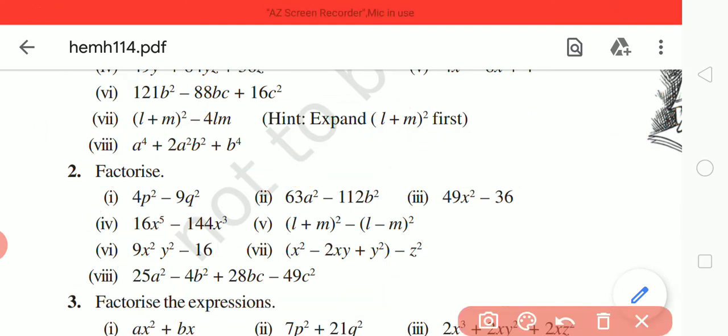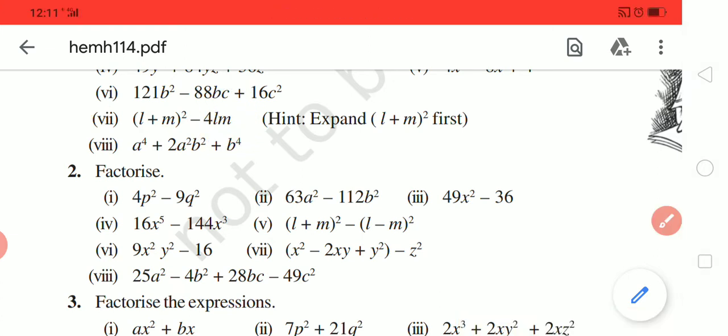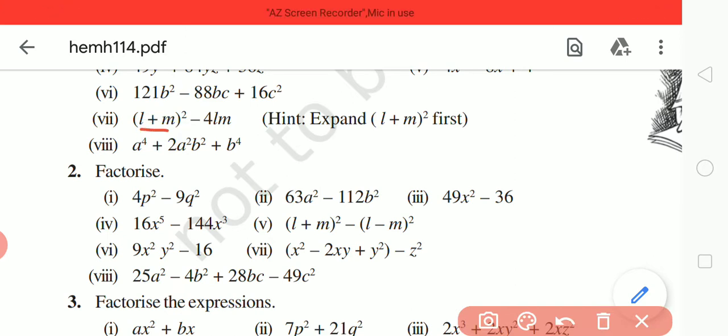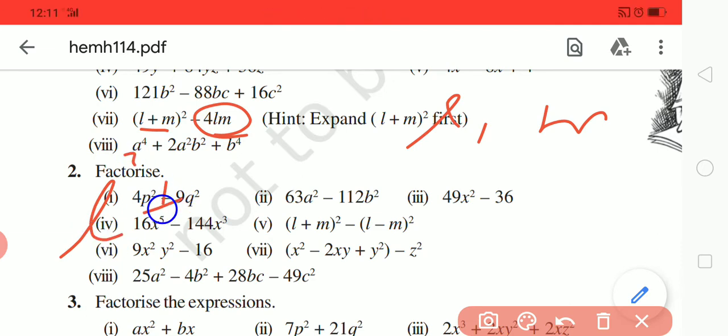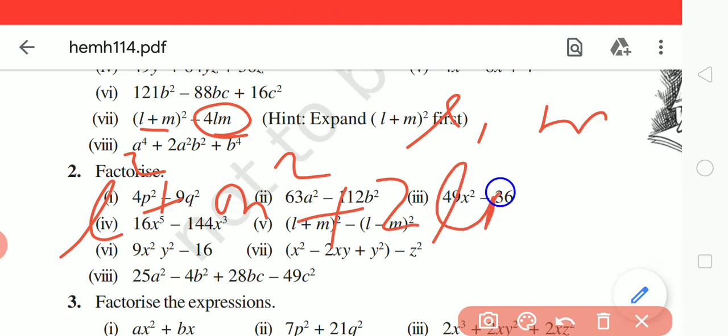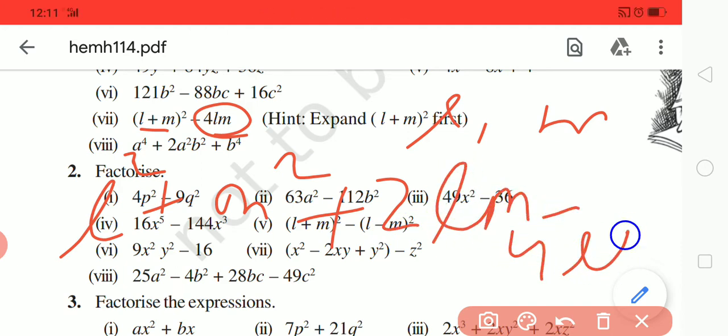So let us start the seventh part. You can see this is l plus m whole square minus 4lm. If we had been given l square m square, then the identity would be different, but here we have only lm, so we have to expand this term because this is not a perfect square. So let us expand l plus m whole square as a plus b whole square, that is a square plus b square plus 2ab. Instead of a we will use l, instead of b we will use m. So this is l square plus m square plus 2lm minus 4lm that we have been given.